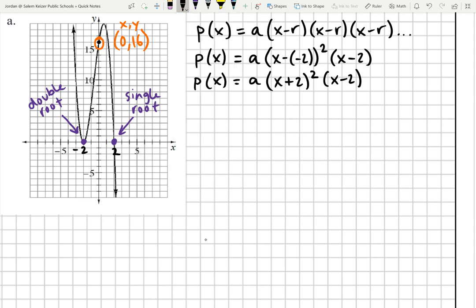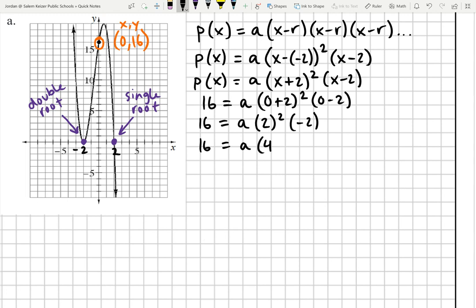Okay, so p of x is like our y value, right? So 16, okay, that's me plugging 16 in for y, is equal to a, we don't know, and x is 0. Okay, I'm using 0 for x. Okay, so 0 plus 2 squared times 0 minus 2. So now I'm just going to use my simplification skills, use order of operations, right, PEMDAS, to simplify what I have and solve for a. Okay, there's nothing I can do with this 16, but inside the parentheses, 0 plus 2 is 2. 0 minus 2 is -2, and I'm just slowly starting to simplify what's there.